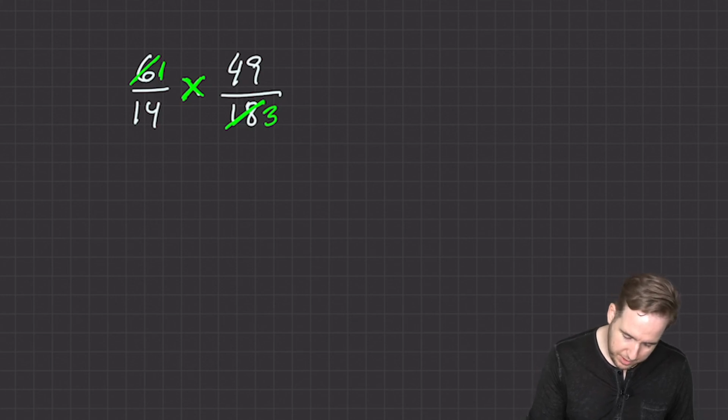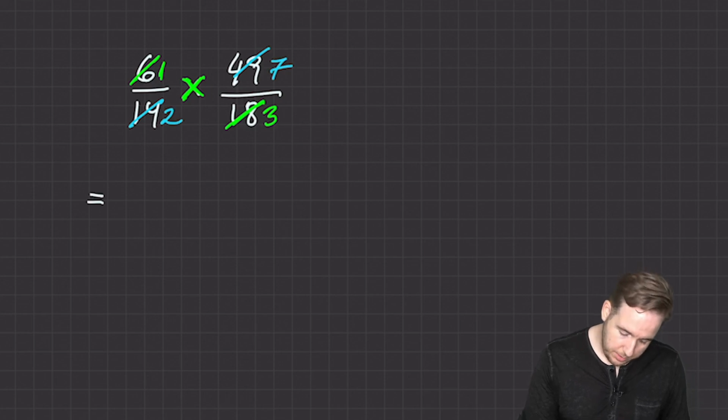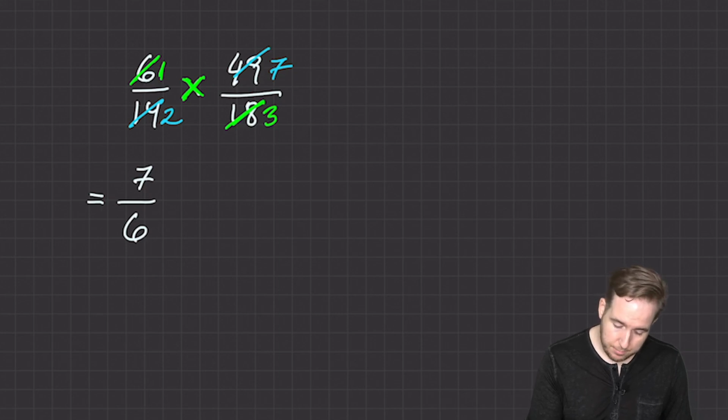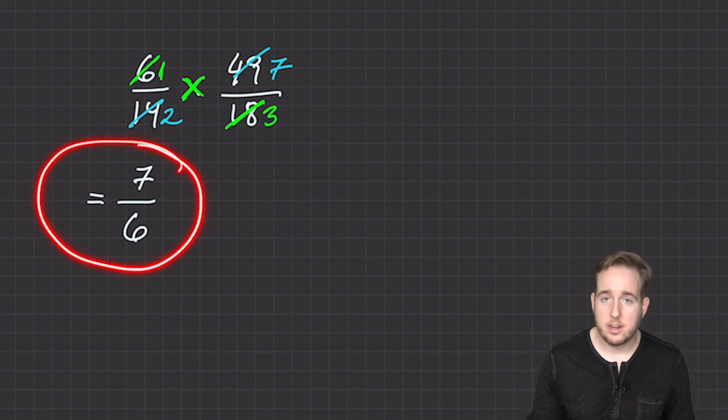So both of these divide by 7. 49 divided by 7 is 7. 14 divided by 7 is 2. And now 1 times 7 is 7. And 2 times 3 is 6. So even though I started with something which was like, 49, 18, 14, those numbers were fairly large, and all just through a little bit of mental math, I got something very, very nice as an answer.